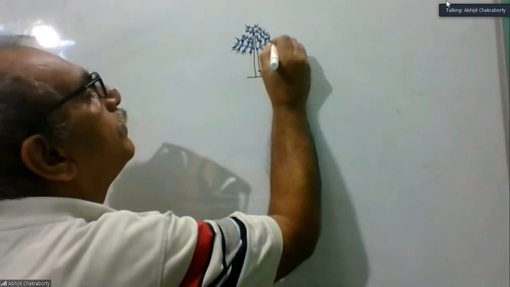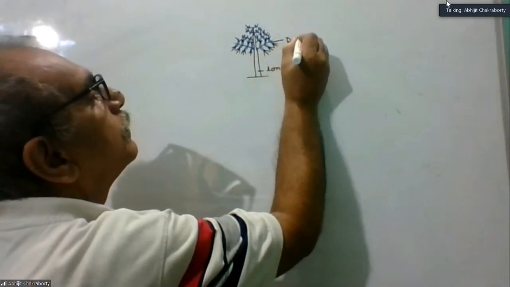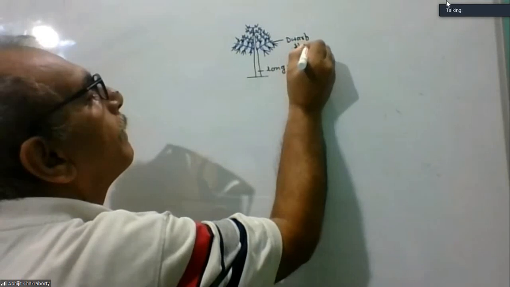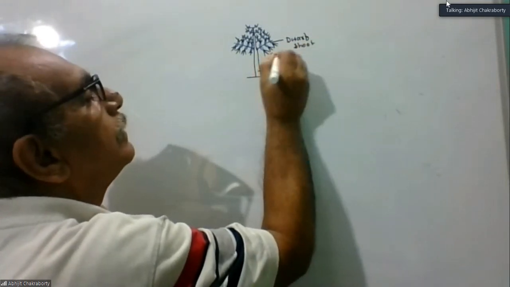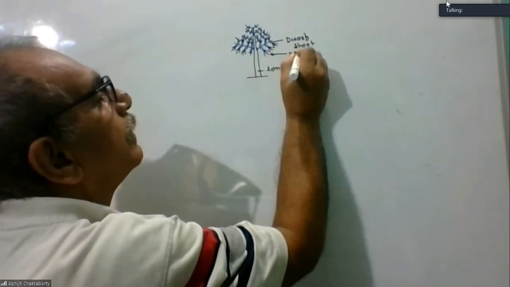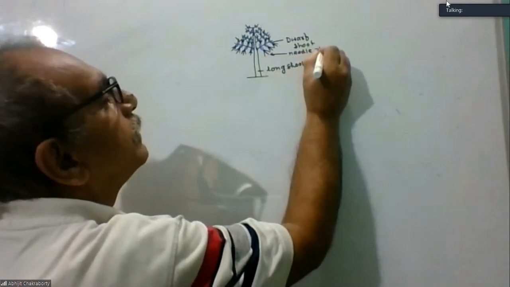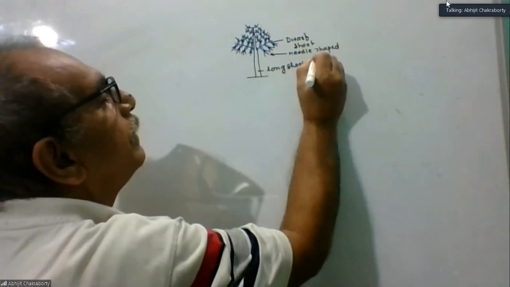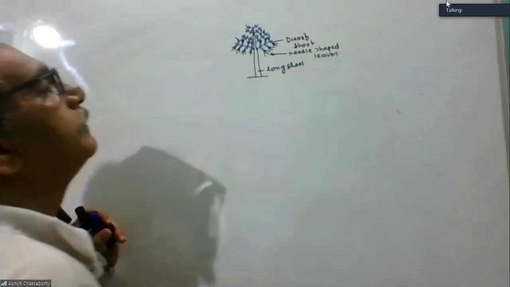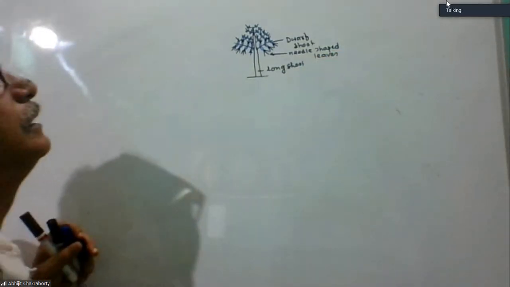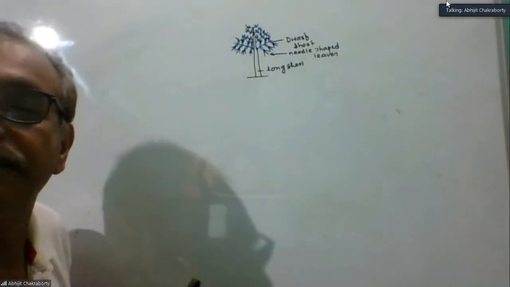The bluish one is the dwarf shoot. And these are needle-shaped leaves. It's a pine tree.